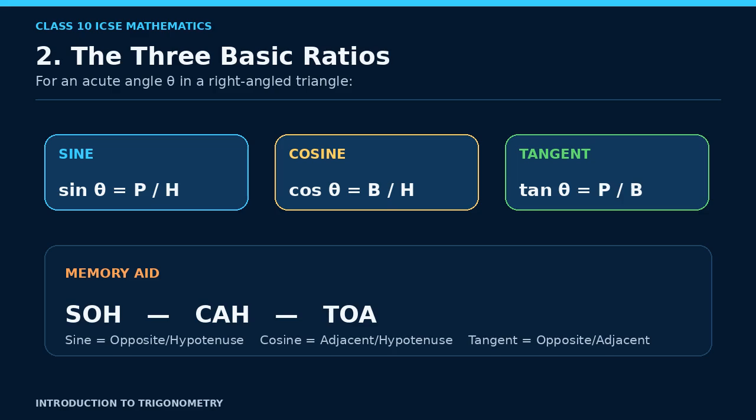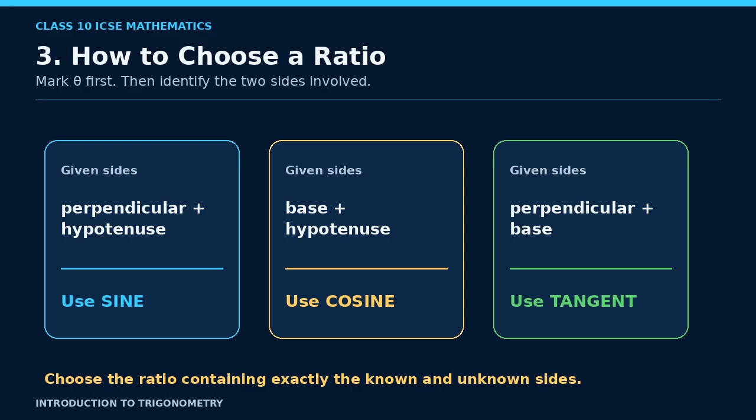A popular memory aid is SOHCAHTOA. SOH means sine is opposite over hypotenuse. CAH means cosine is adjacent or base over hypotenuse. TOA means tangent is opposite over adjacent or base. Remember that these are ratios of lengths, so when the angle is fixed, they compare the sides in a consistent way.